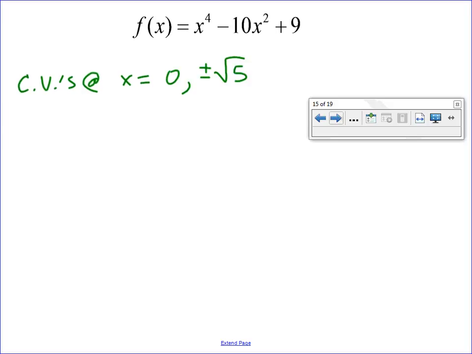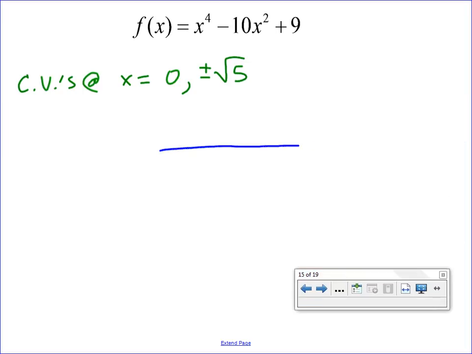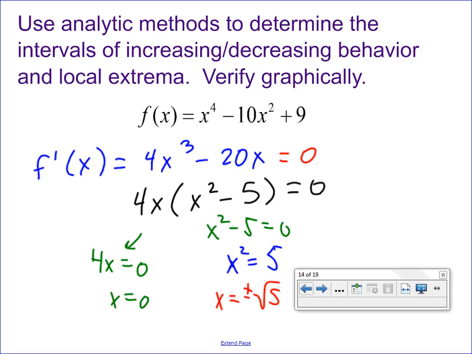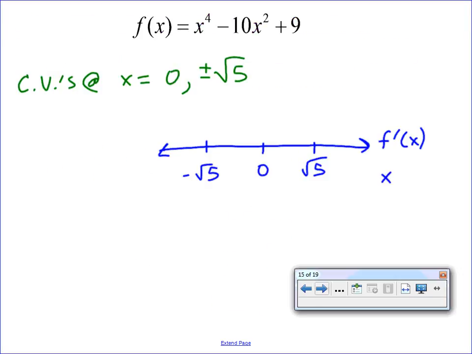Let's go ahead and make an f prime number line. So we'll label it f prime of x, and we'll put on our critical values negative root 5, 0, and root 5, and perform a sign test to determine the sign of f prime on each of these subintervals. That will now tell me about the increasing versus decreasing behavior. So let's examine the sign of f prime to determine the increasing versus decreasing.